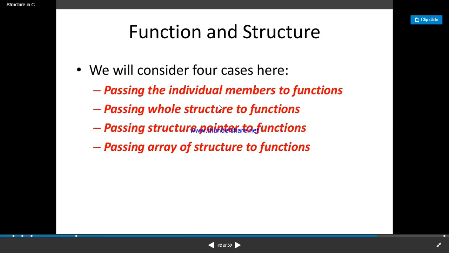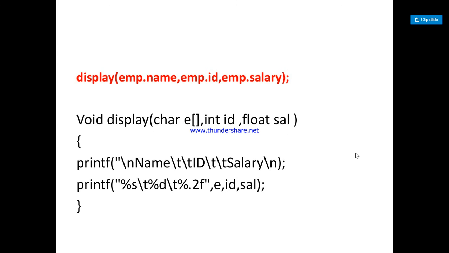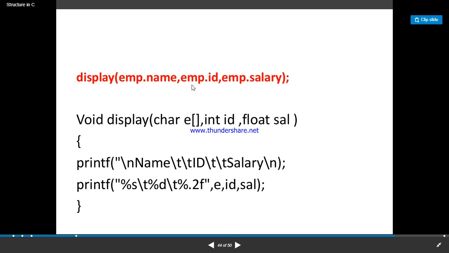Functions and structure. We can call by passing the individual member to the function, the whole structure to the function, a structure pointer to the function, and an array of structure to the functions. We can pass the structure members to the function. Here emp.name, emp.id, and then emp.salary. Display is the function name. Here we pass the arguments emp.name, emp.id, and then emp.salary. Like this, that is the display function.